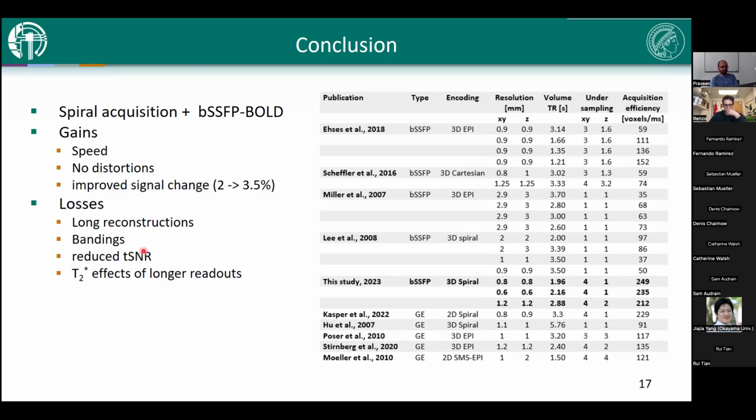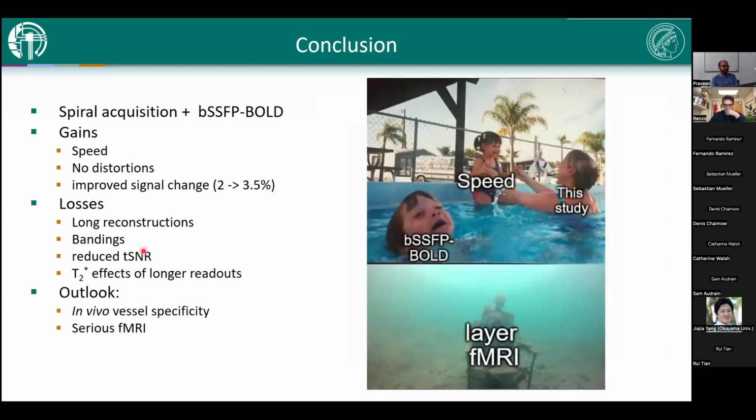This we have to take into account. And so the outlook: we mainly focused only on the speed and a little less on SSFP and not at all on layer-fMRI. In the future work, we would like to see the vessel specificity in vivo. So far we have only proven the vessel specificity in simulation and microsphere phantoms, but in vivo it's quite challenging. You need a clever stimulus or different acquisition methods. This is what I'm trying now, so I will present something in ESMRMB in this matter. And yeah, so this is it.